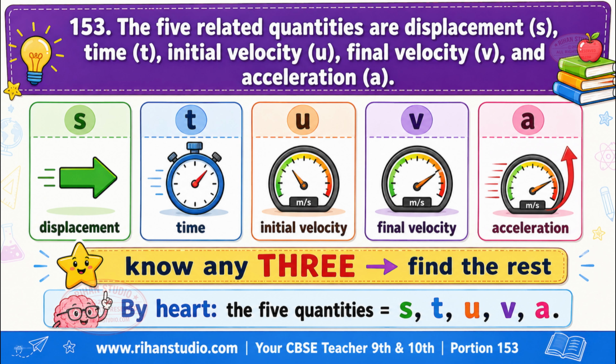The five related quantities are displacement s, time t, initial velocity u, final velocity v, and acceleration a. The equations connect five quantities: s, t, u, v, and a. Here's the trick. If any three are known, you can find the rest by choosing the right equation. By heart, the five quantities are s, t, u, v, and a.